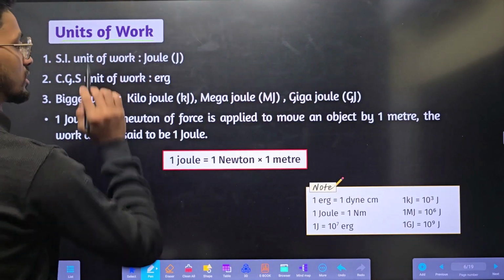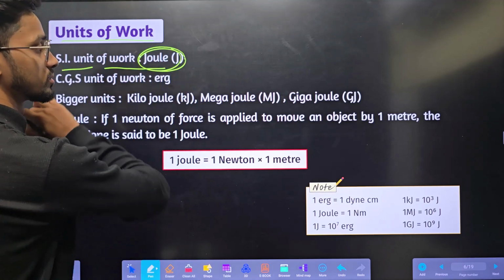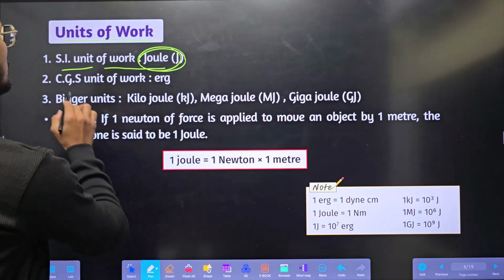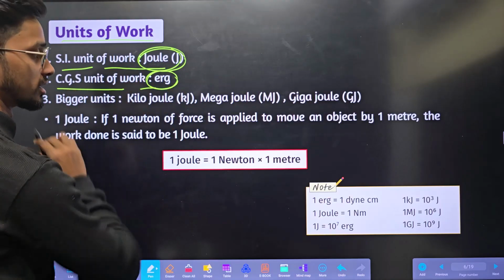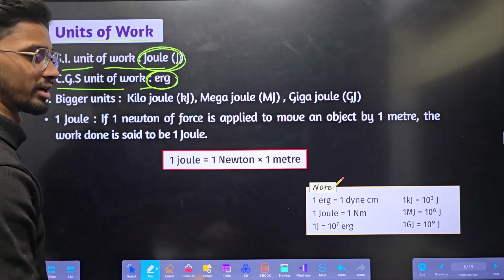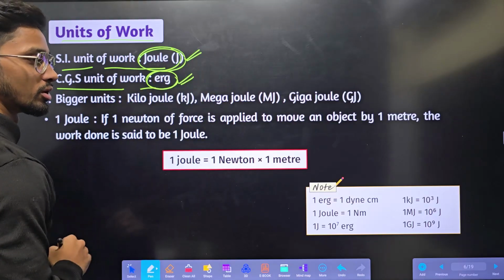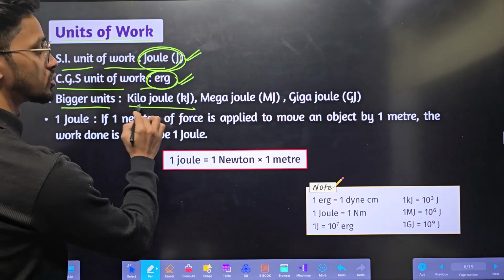Next, units of work. How do we measure work? SI unit of work is joule. What will be the SI unit of work? Joule. CGS unit of work is erg. CGS means small unit, not smallest. It is a small unit. Okay. SI unit is joule. Small unit is erg. Bigger units are kilojoule.